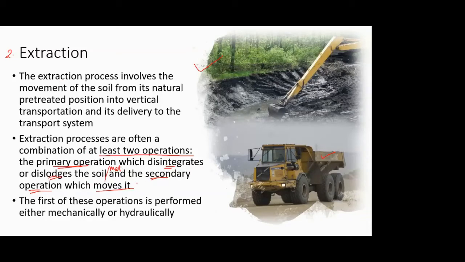And this extraction, or this disintegration or dislodging, can be done either mechanically or hydraulically. So what we have to do is dislodge this material. If it is a soil, we'll dislodge it. If it is a rock, we have to disintegrate it. That disintegration and dislodging can be done either mechanically or hydraulically, and that's the basis of our classification of types of dredging also.